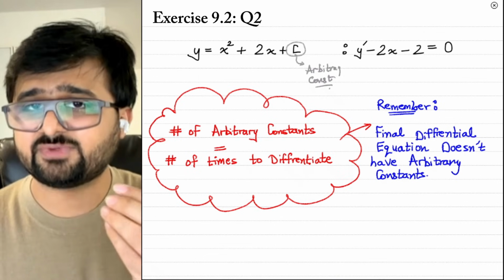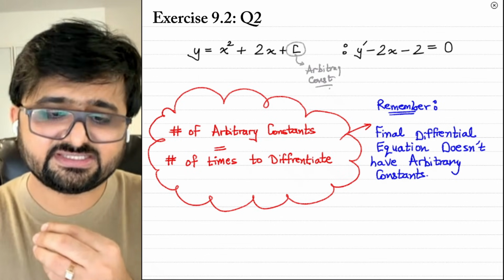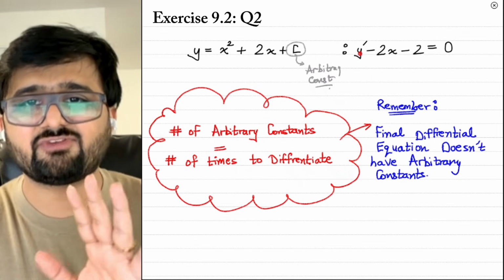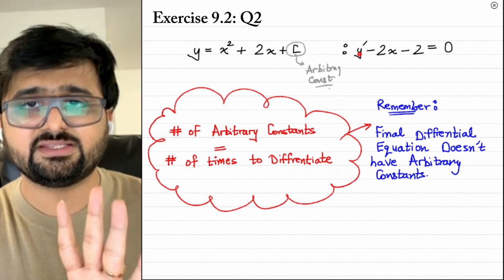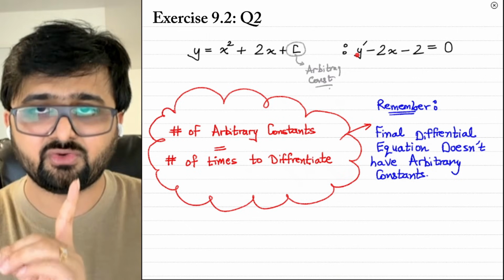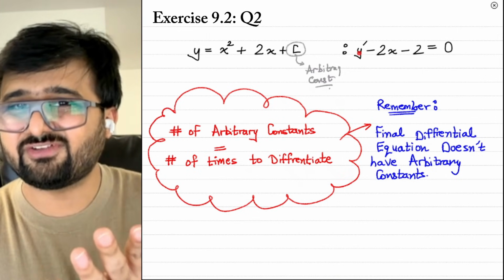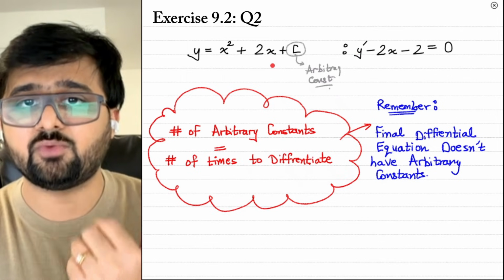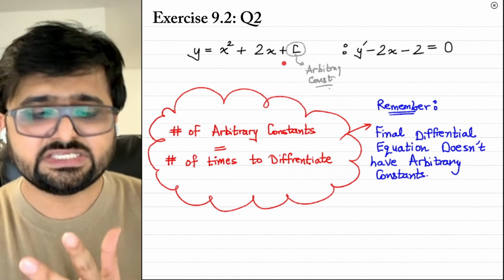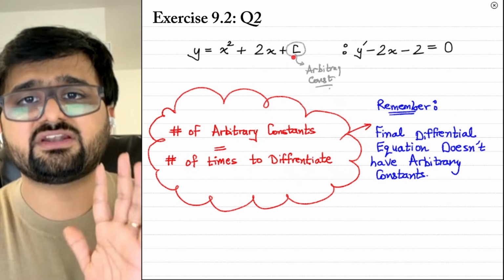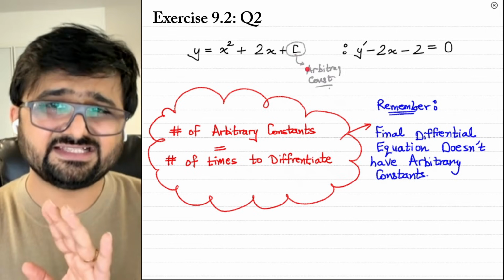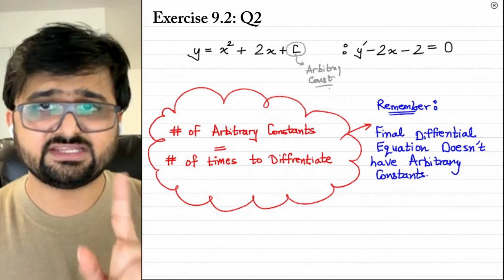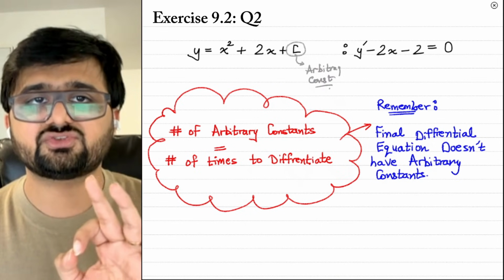Because it's very important to know, if this equation was not given to you, here you can see that there is y dash. So by looking at y dash also, you can confirm that you have to differentiate one time. But what if this equation was not given to you and only this equation was given to you? How do you know how many times you have to differentiate? So you look at the number of arbitrary constants. Since there is one arbitrary constant, you have to differentiate one time.